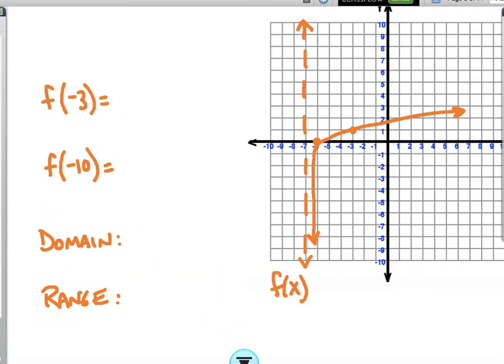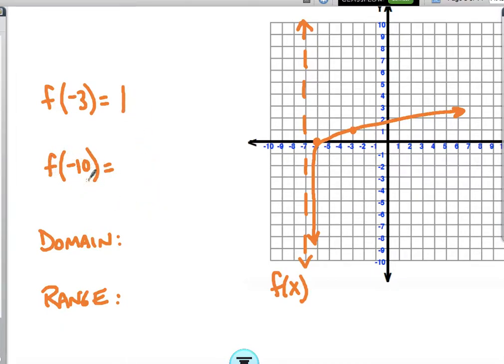All right, let's try another one. All right, you might recognize this function. This is a logarithmic function. We have a vertical asymptote, and then it goes up and out like a tree branch. This is going to be our f function. If I want you to evaluate the f function at -3, go to -3 on the x-axis and look to see where does it hit the graph. So it hits the graph right here, and that y value is 1.